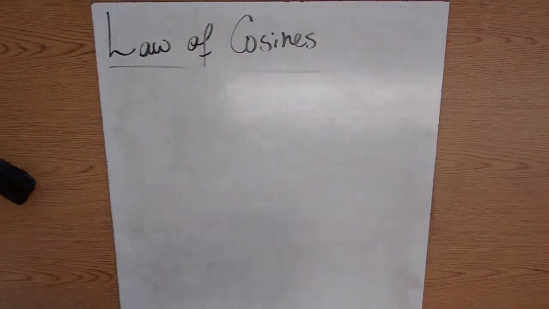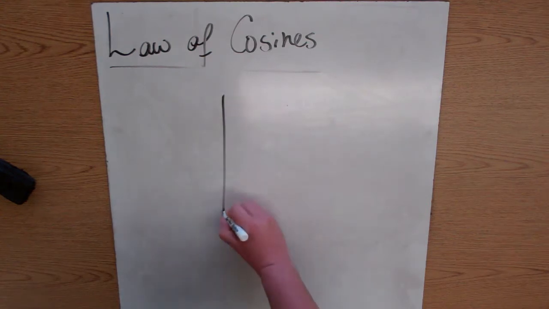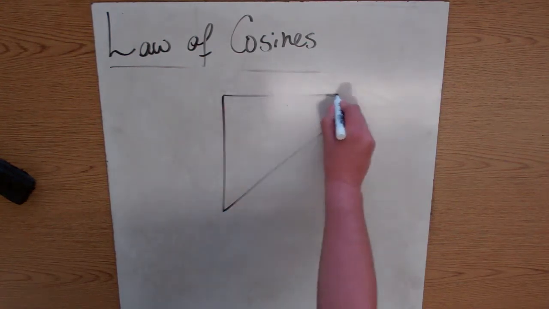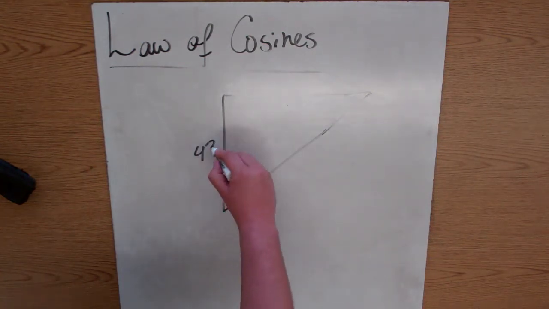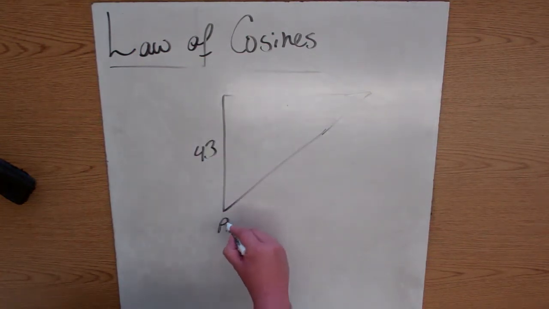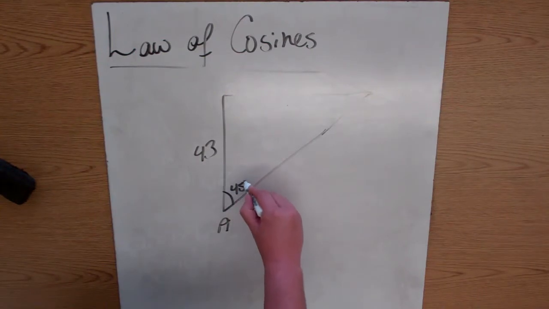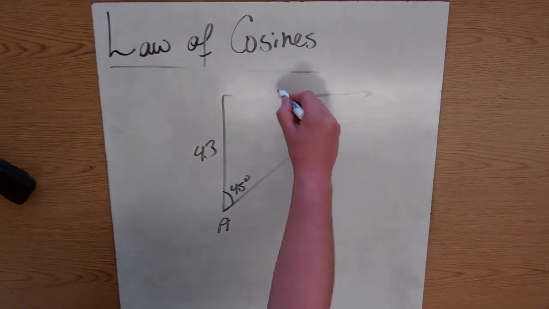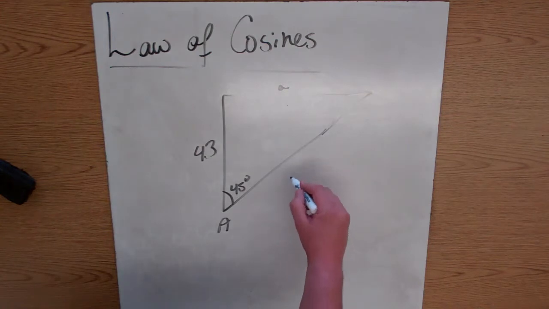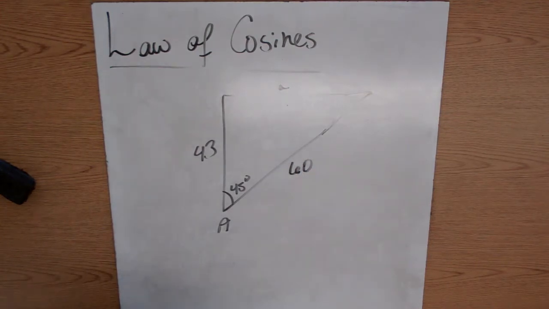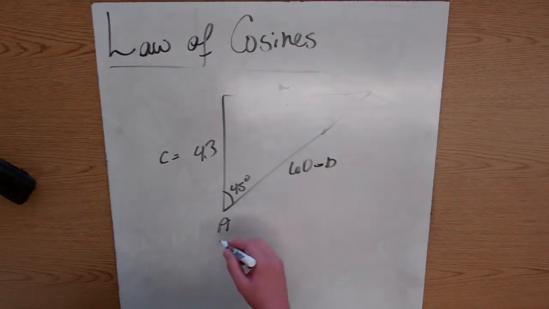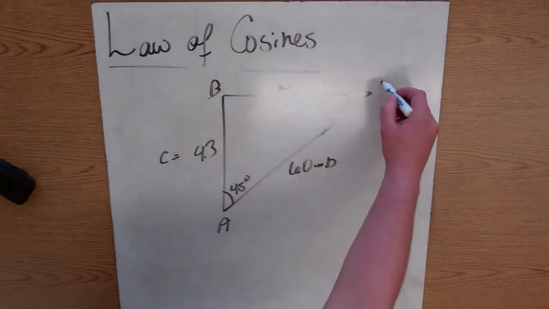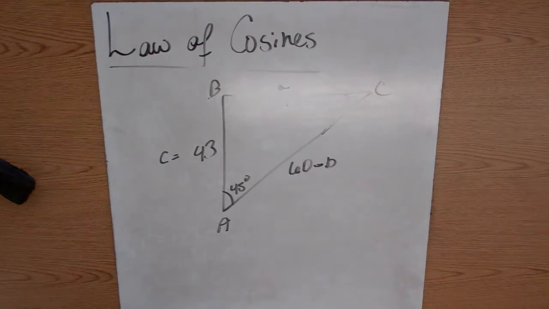So here we have a triangle. All right, we know this is 43. This is A, which this is 45 degrees. We don't know what little a is, and we know this is 60. All right, we're going to call this little c. We're going to call this little b, so this is big B and this is big C. All right, so let's find side A again.